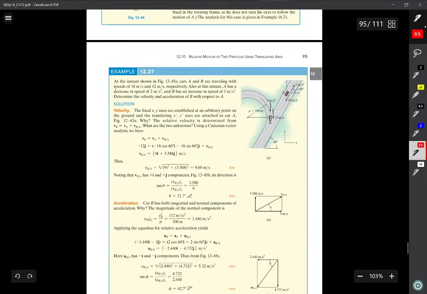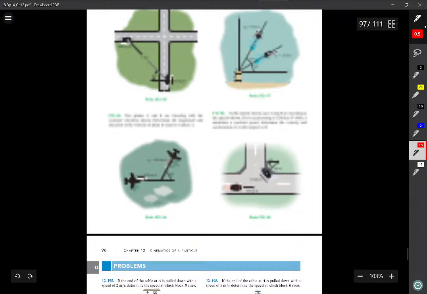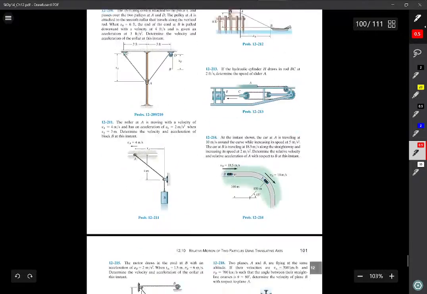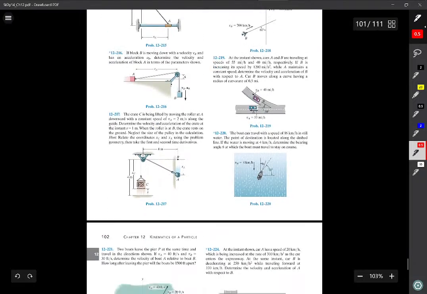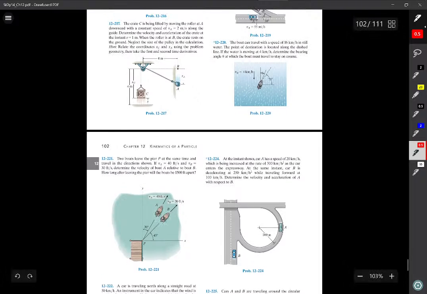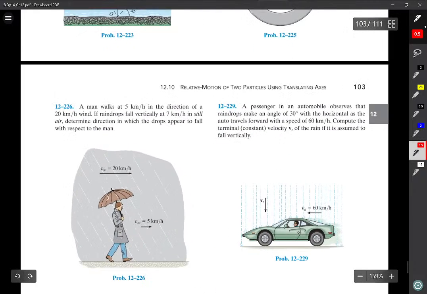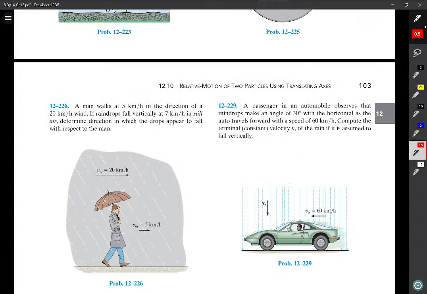I know there are some that were in the homework, and they were fine. Okay, so this one, you've probably experienced this before. A man walks at 5 kilometers an hour in the direction of the 20 kilometer per hour wind. If the raindrops fall vertically at 7 kilometers in the still air, determine what direction the drops appear to fall with respect to the man.